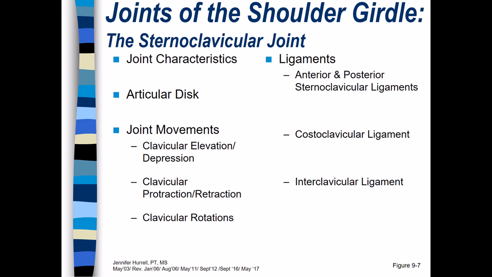But we'll make up for it with the sternoclavicular joint. All right, so the sternoclavicular joint is where the sternum and the clavicle meet. So it's the medial end of the clavicle articulating with the manubrium of the sternum. So those are the joint characteristics. Medial end of the clavicle articulating with the manubrium of the sternum.